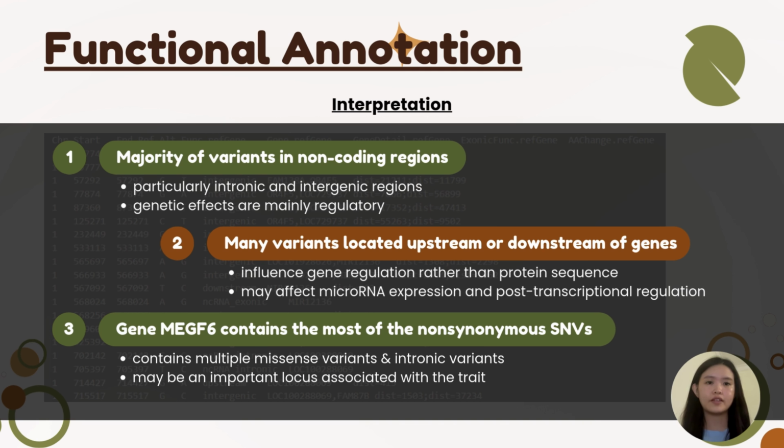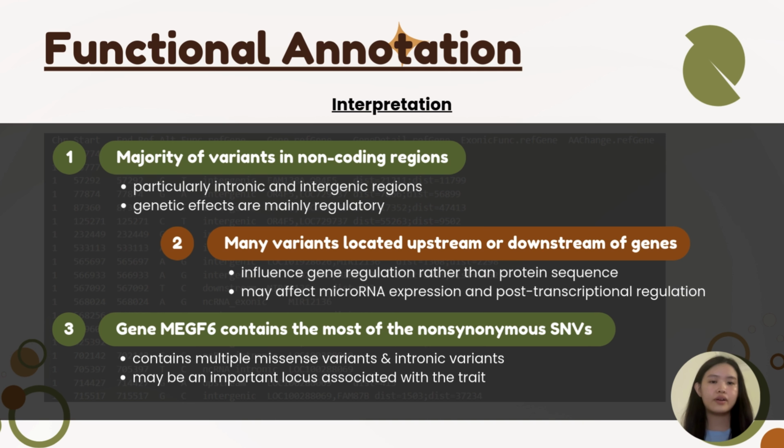There are several interpretations that can be made based on the result. Firstly, the majority of GWAS-associated variants are located in non-coding regions, particularly intronic and intergenic regions. This suggests that most genetic signals are likely acting through regulatory mechanisms, such as affecting gene expression, rather than directly altering protein sequences. Secondly, at the regulatory level, many variants are located upstream or downstream of genes, where they may directly influence gene expression rather than protein sequence.